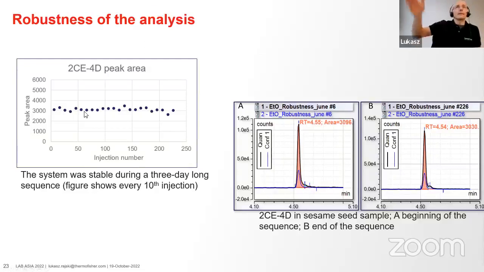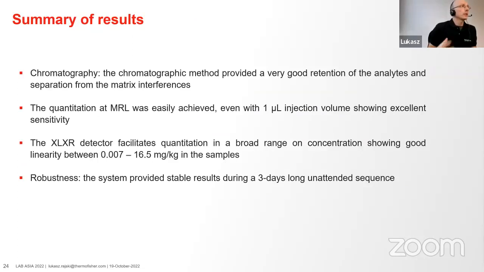This is only every 10th injection, just to simplify the graph, but you can see that during the sequence, the response was very stable. On the right-hand side of the slide, you can see the peaks, and not only was the peak area stable, but also the retention times were stable, and the peak shape was not affected. You can see that at the beginning and at the end of the sequence, the peak shape was exactly the same. So how can we summarize?